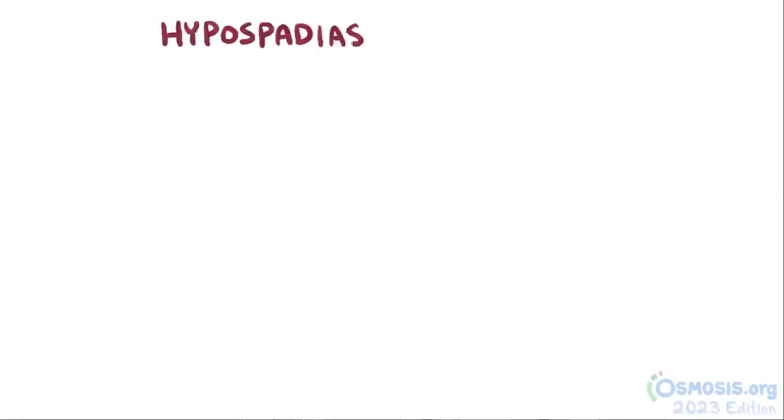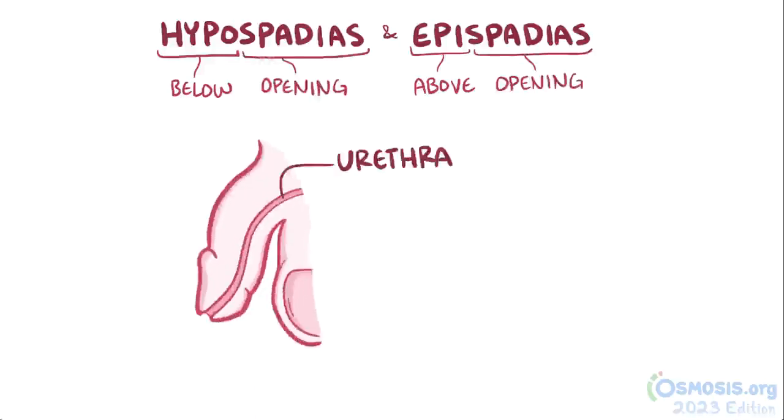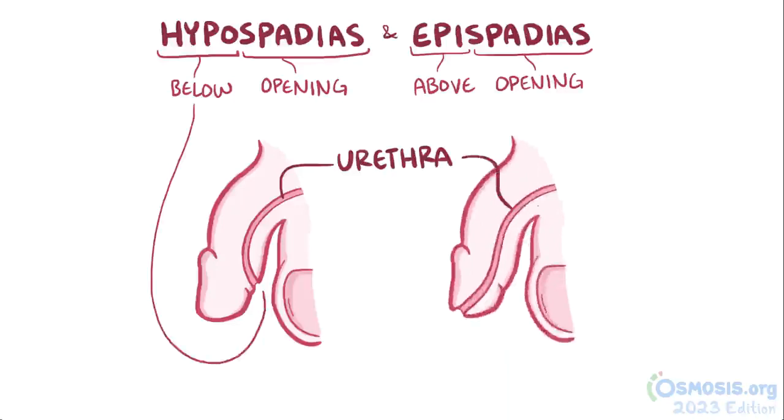With hypospadias and epispadias, the prefix hypo means below, epi means above, and the suffix spadius refers to a slit or opening. So instead of having an opening at the tip of the urethra, hypospadias refers to an abnormal opening on the bottom of the urethra, and epispadias refers to an abnormal opening on the top of the urethra. And both of these can happen in boys and girls, but are way more common in boys.